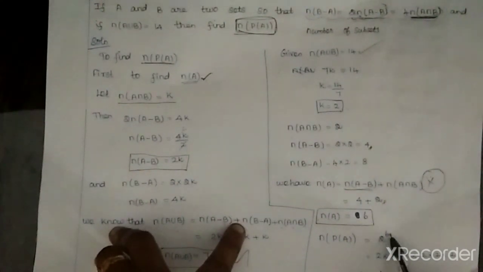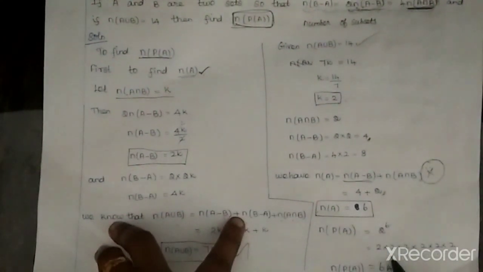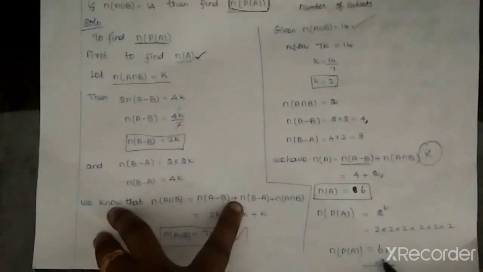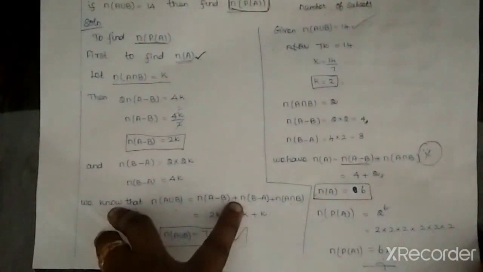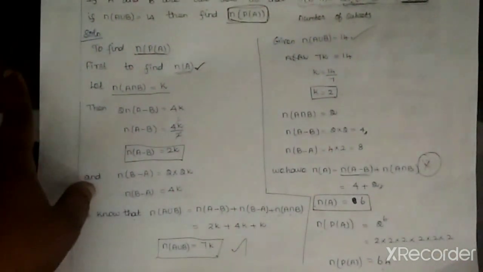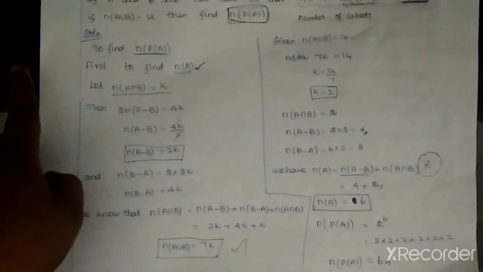So that is 2 power 6. That means 2 into 2 into 2 into 2 into 2 into 2. So you have to multiply. You got the answer 64. Okay. Therefore, n of P of A is 64. Did you understand, students?